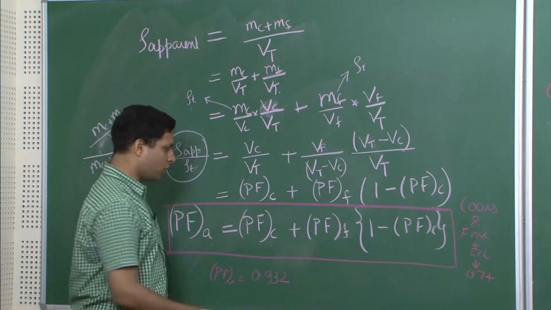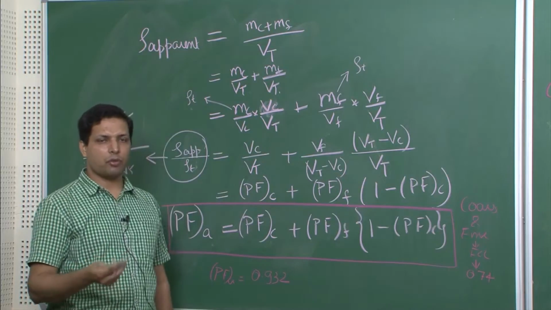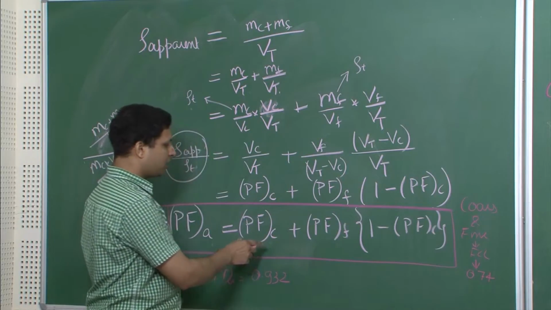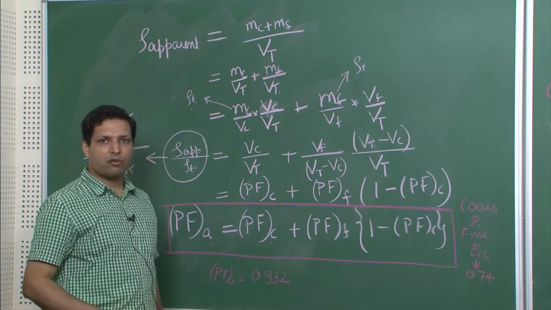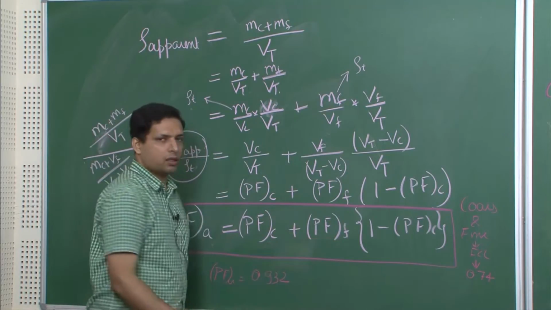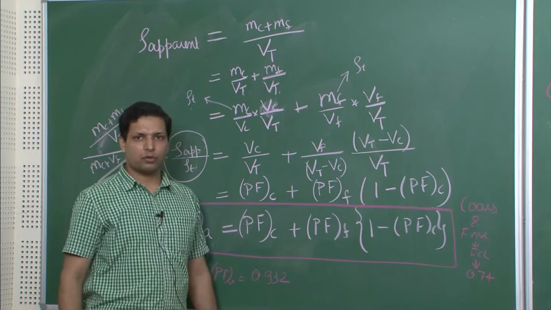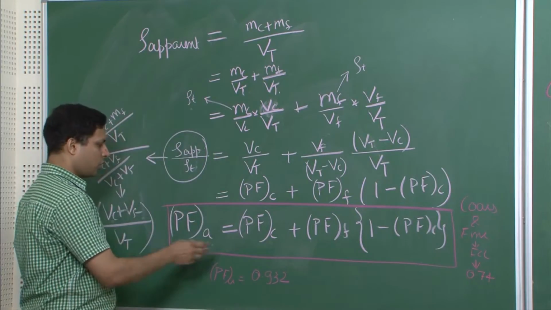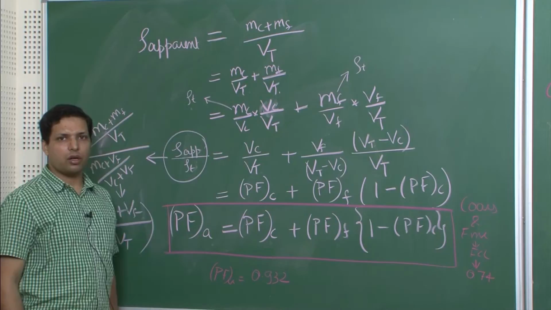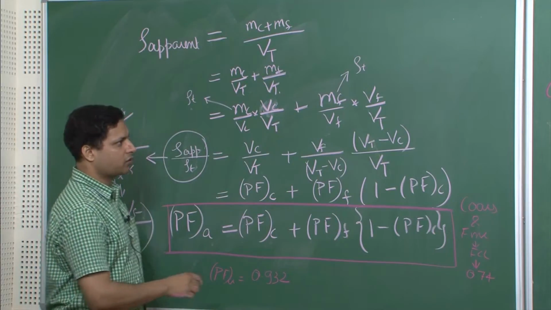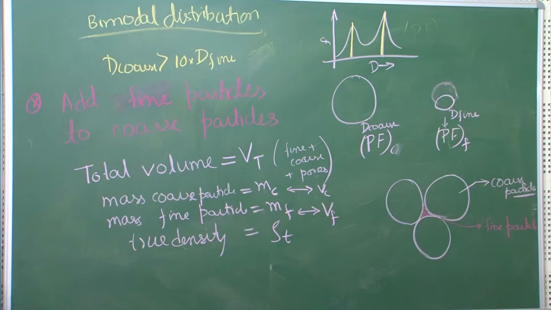You can just say, for example, from your experiment that your coarse particles get arranged and have a packing fraction of 0.4 and fine particles have a packing fraction of 0.35. So, you will again be able to put those values over here to understand what would be the overall packing fraction. So, that is one extreme case when we have added fine particles to the coarse particles.